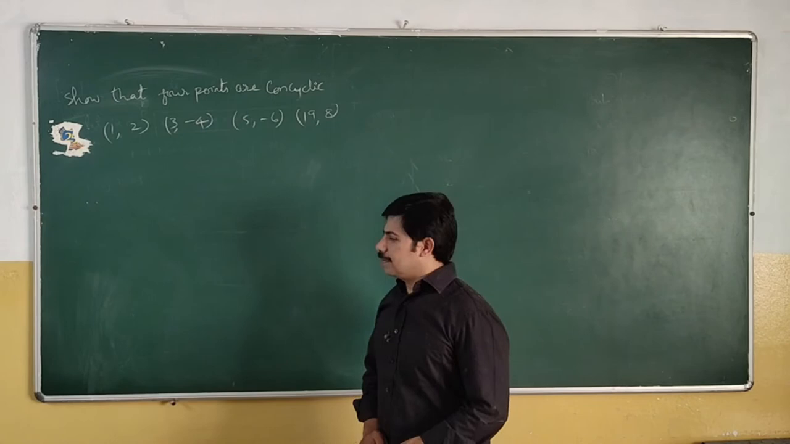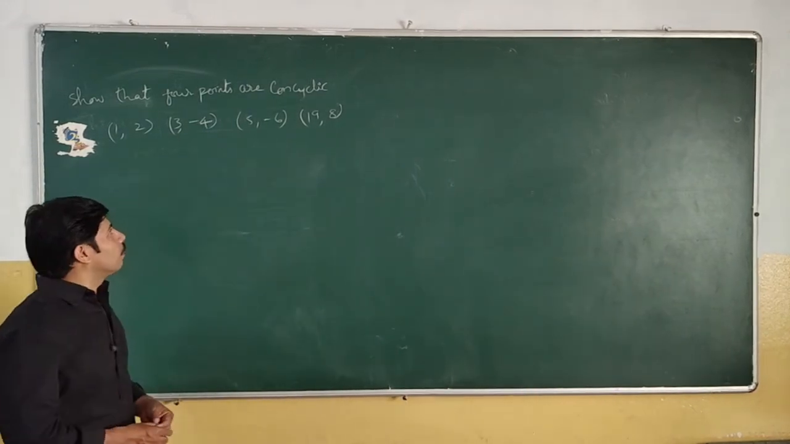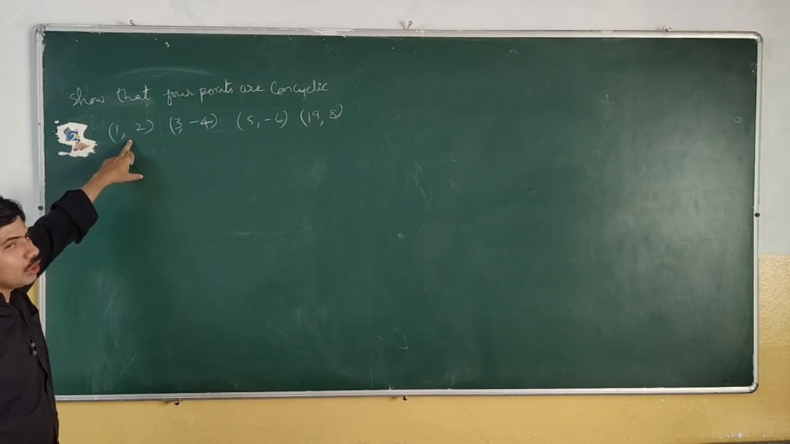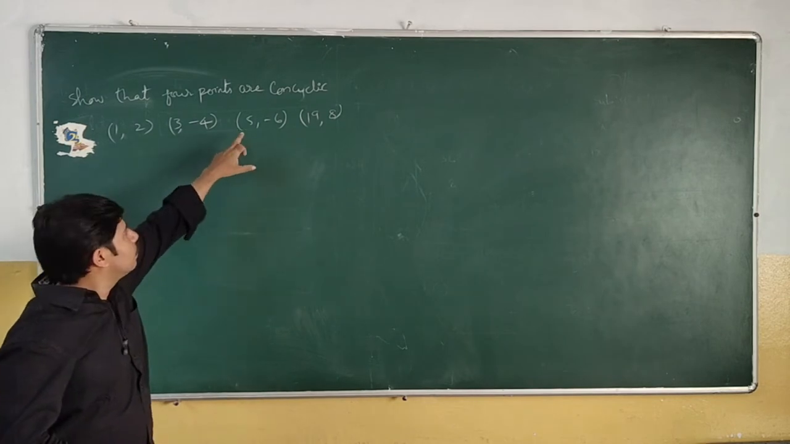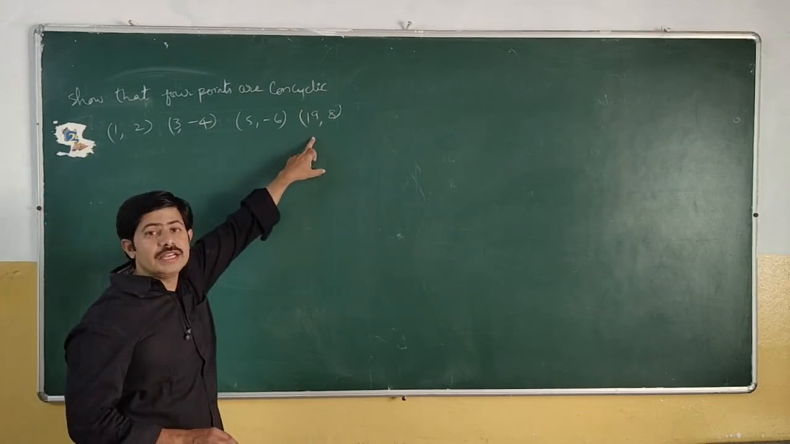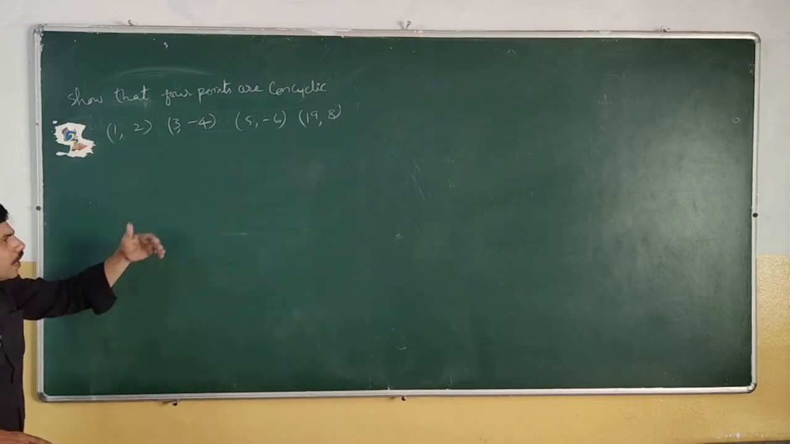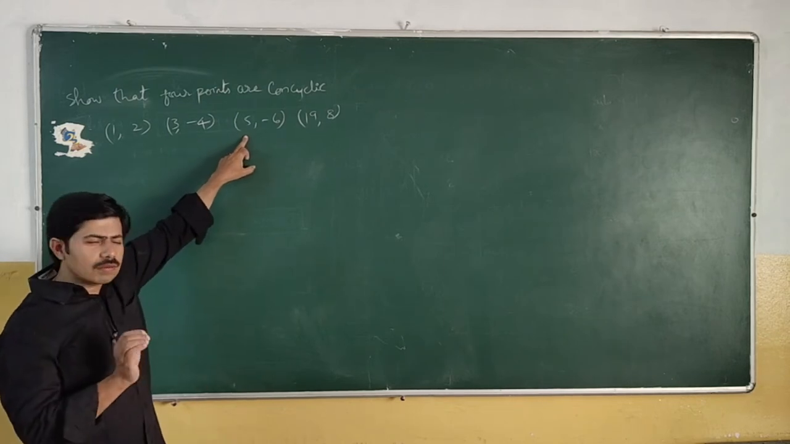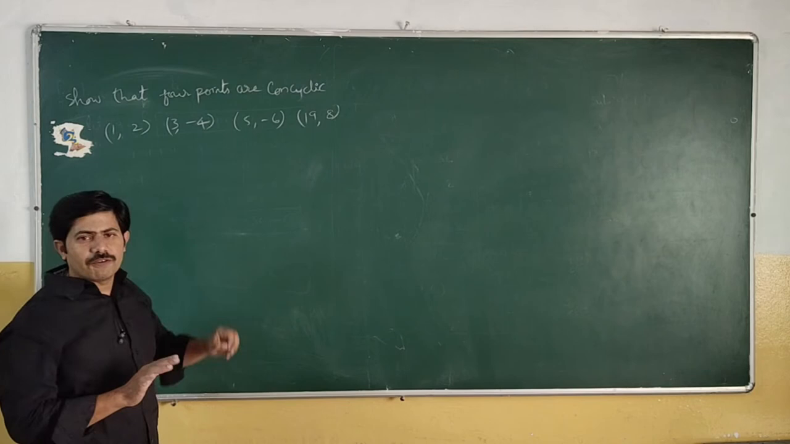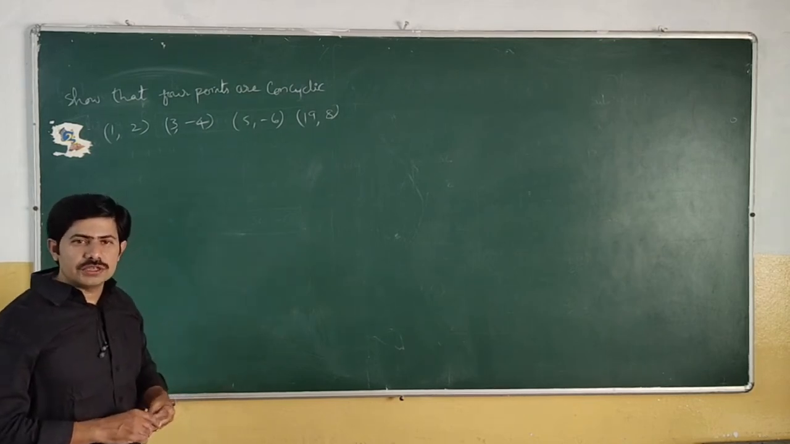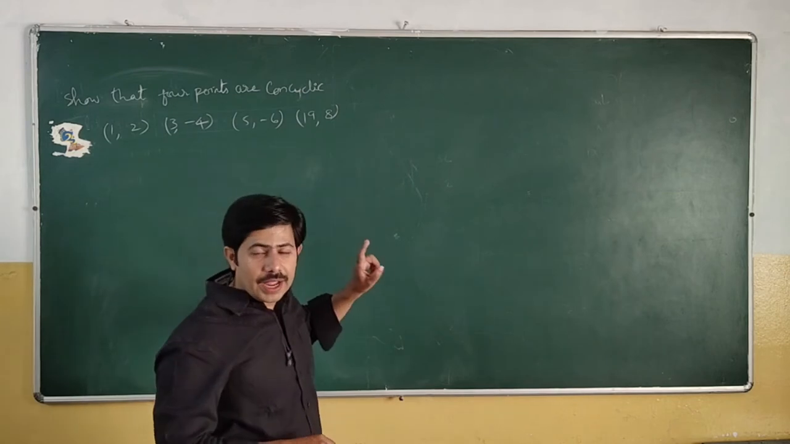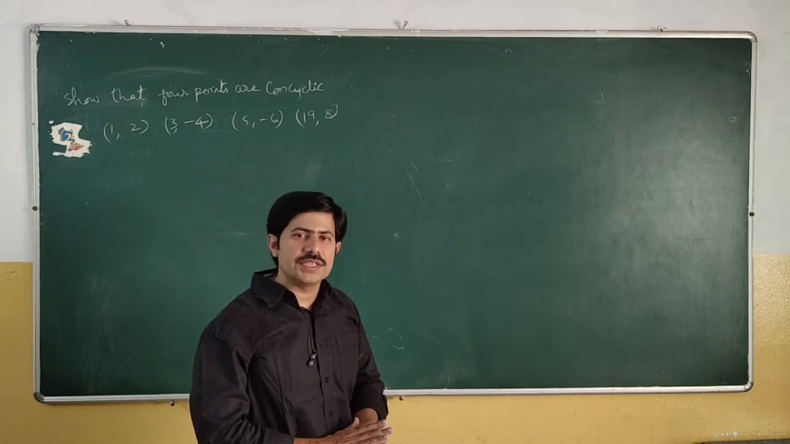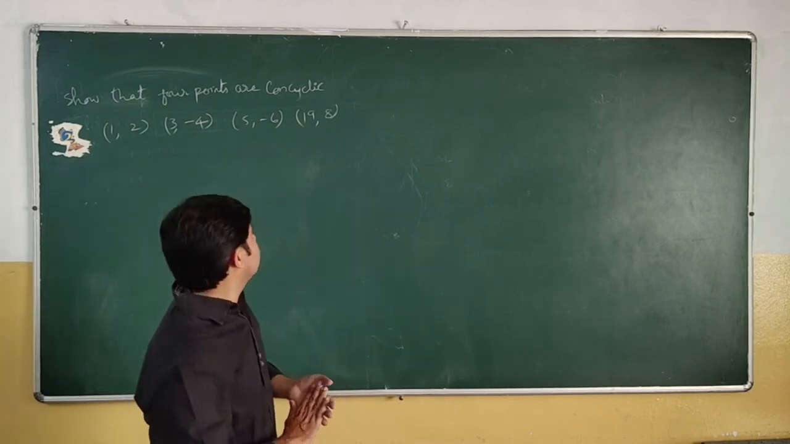So next problem. Just try this problem. Similar problem. Show that the four points are concyclic. The points are 1 comma 2, 3 comma minus 4, 5 comma minus 6, and 19 comma 8. What you have to do is use any three points, but use the first three points and find the equation of circle. After getting the equation of circle, substitute 19 comma 8 in the equation of circle. It should satisfy. Then we say the points are concyclic. So next problem.